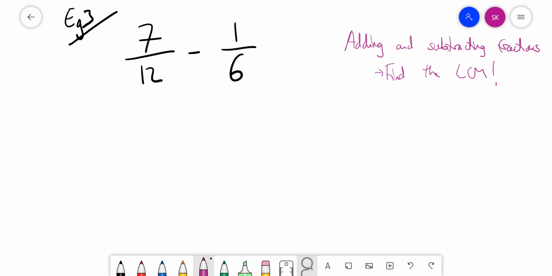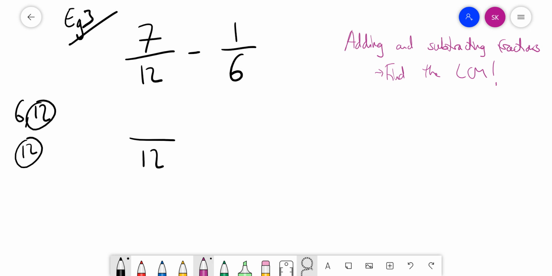Adding and subtracting fractions, find the LCM. I hope you're saying it with me. Adding and subtracting fractions, find the LCM. So the denominators are different, so we're going to find the LCM. What's the LCM of 6 and 12? Well, it's 12, you can see there.